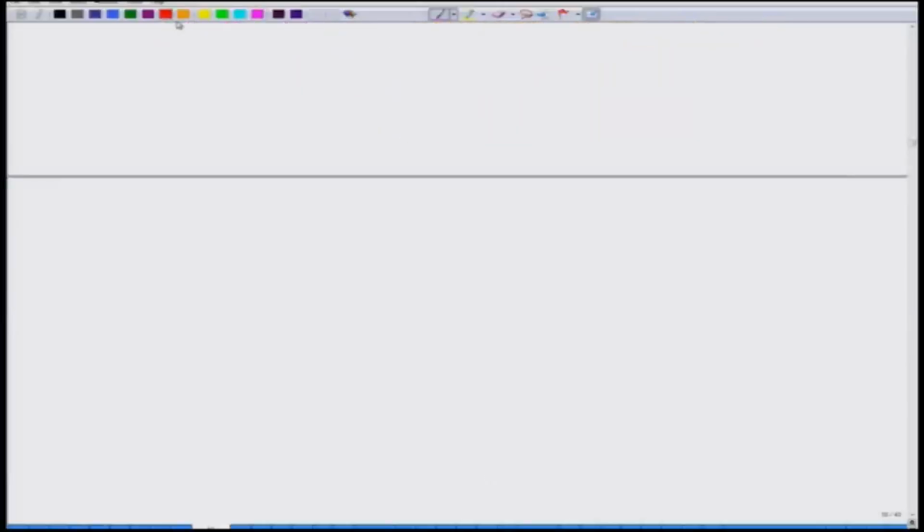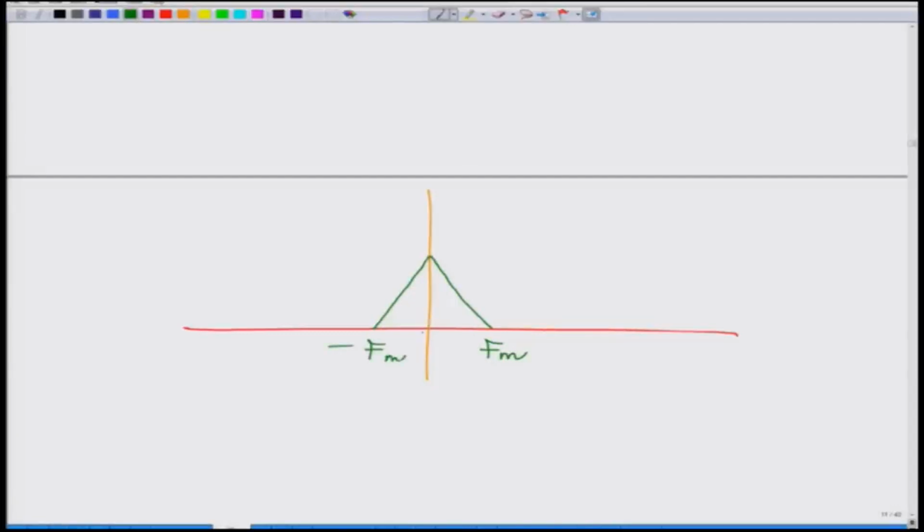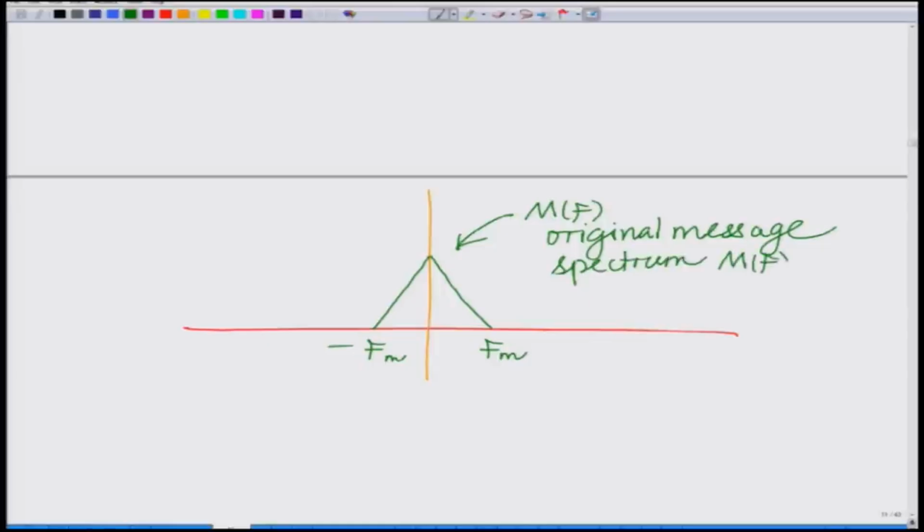So, you have your original spectrum M(f). This can lead to something very interesting in the frequency domain. Let us say the maximum frequency is Fm, so the spectrum lies between minus Fm and Fm. This is your original message spectrum M(f).